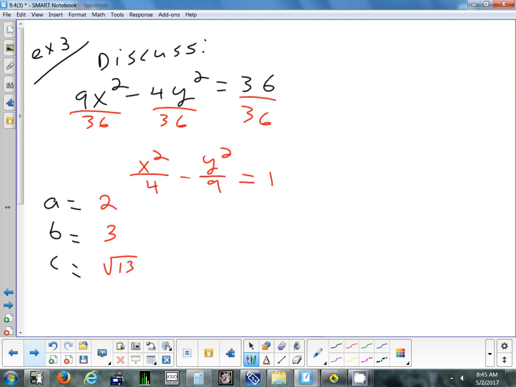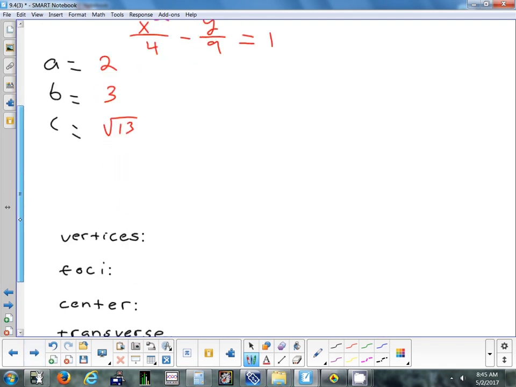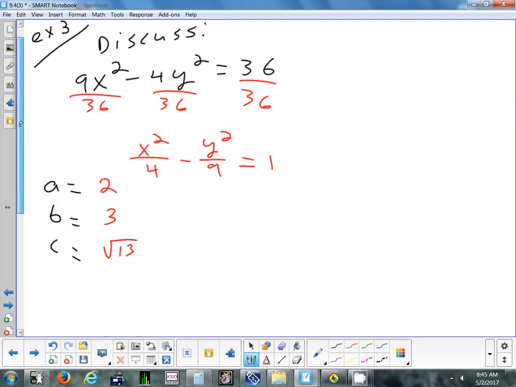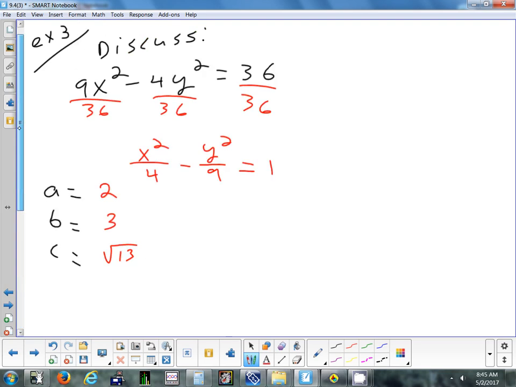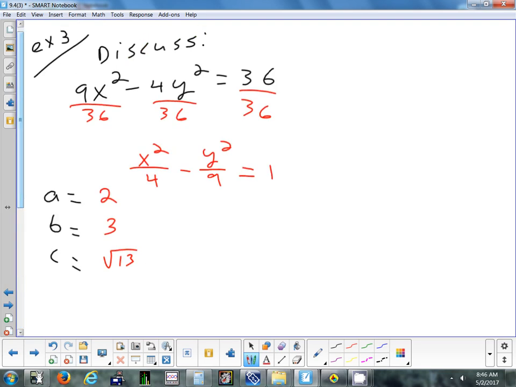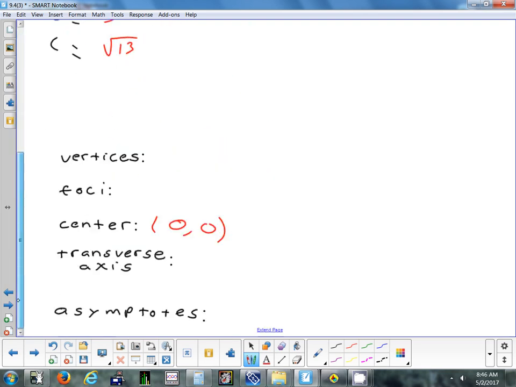Square root of 13. All right, so did I already write down? Yep. Okay, let's do the center first. Where's my center? The origin. Transverse axis goes which way? Horizontal again, because x is positive.